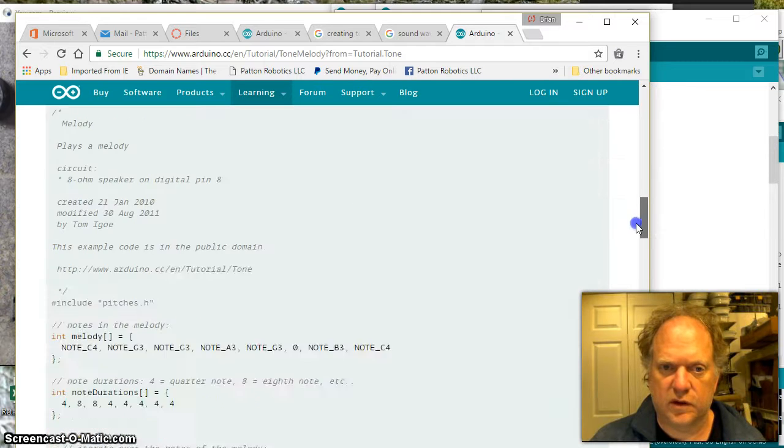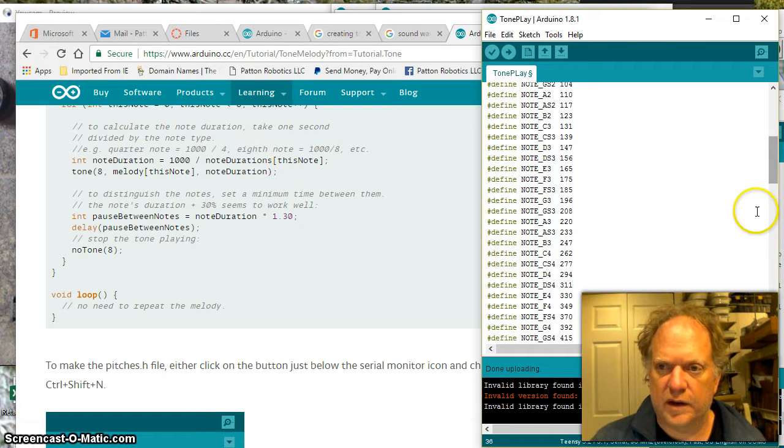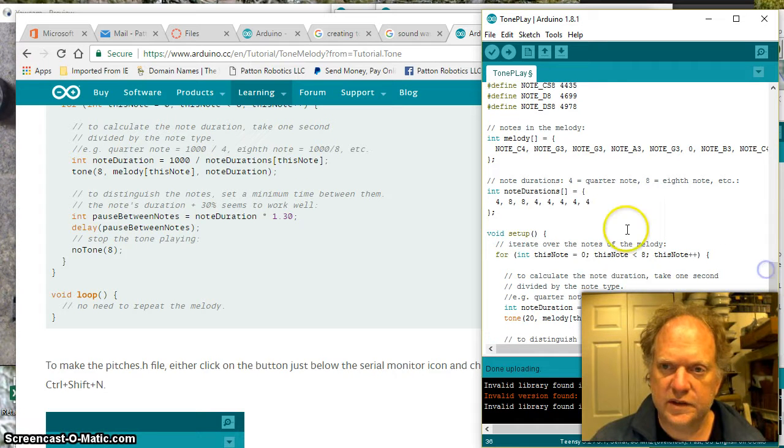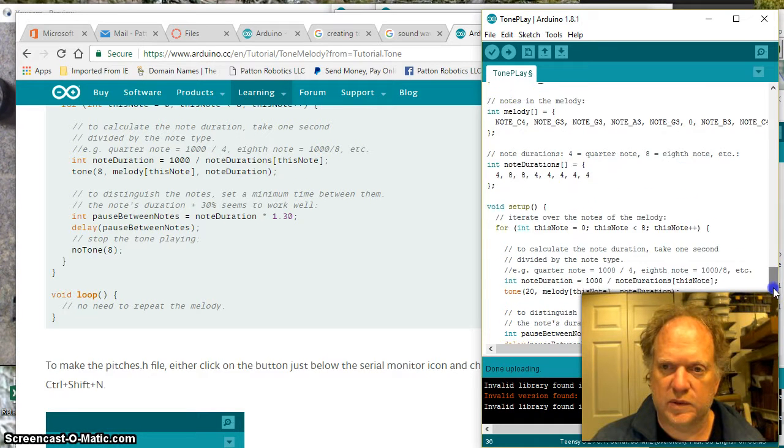Okay, and then this hunk of code here, I've copied and pasted it over here. So I have the definition of all the notes. And then here, these are arrays. We're not going to get into that right now. These are the song and the duration that it's going to be played.